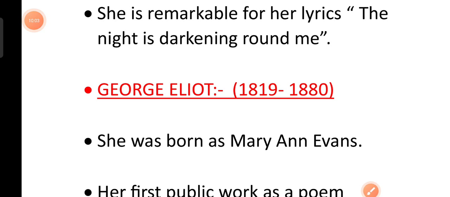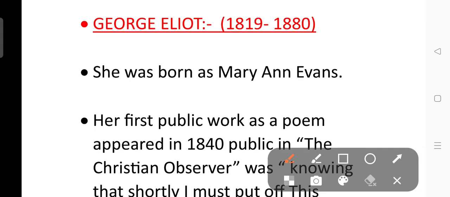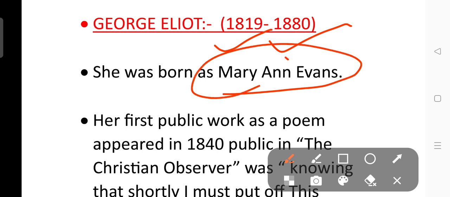Then we will see George Eliot, and her time period was 1819 to 1880. She was born as Mary Ann Evans. Okay, and George Eliot's full name was Mary Ann Evans.